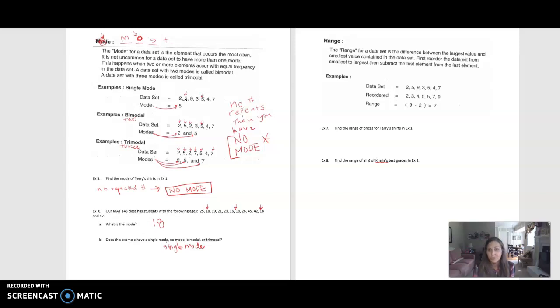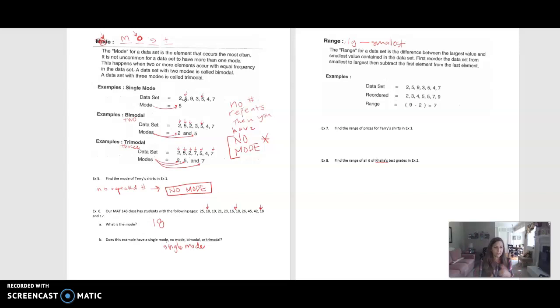Okay, the last thing is the range. The range is just the gap between the smallest and the largest, okay? So for range, you always take the largest number minus the smallest number, and that will give you the range.